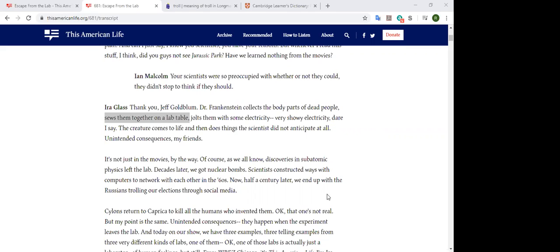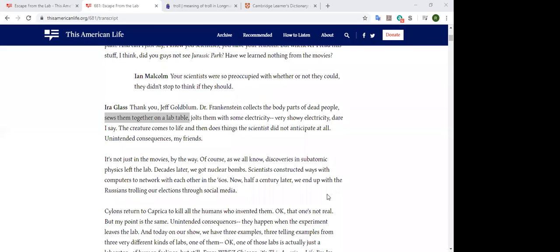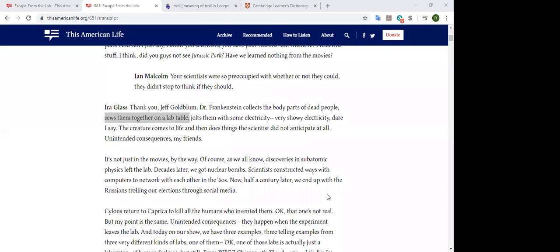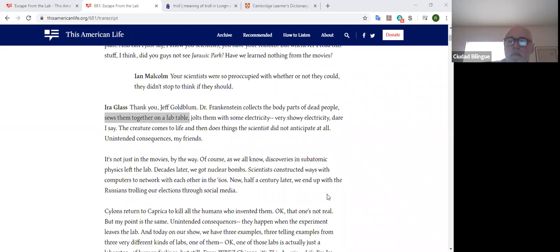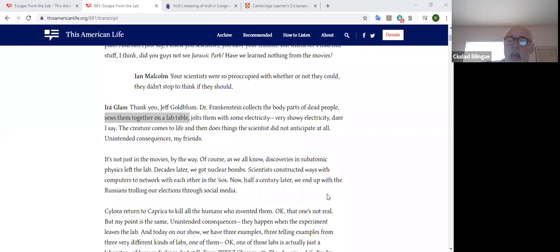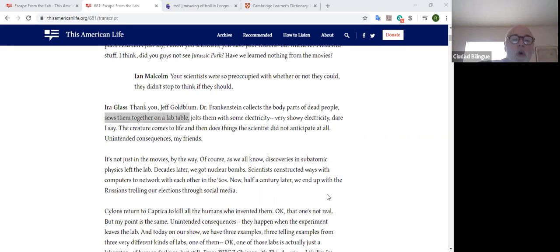Does Dr. Frankenstein sew them together on a lab table? Yes, he does. Does Dr. Jones sew them together on a lab table? No, he doesn't. So who sews them together on a lab table? Dr. Frankenstein sews them together on a lab table. Good. Jonathan, you ready? You want to try now? Yes. Dr. Frankenstein sews them together on a lab table.